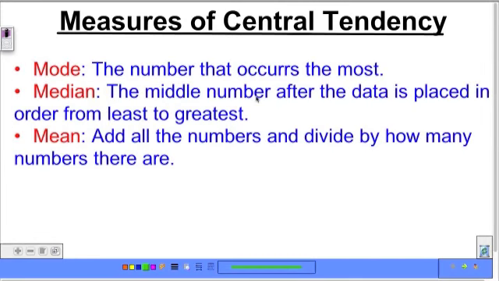Hey, today's video lesson is on measures of central tendency. Measures of central tendency is just a fancy way of saying, hey, we need to find the middle of our data. So three ways we find the middle of our data is by using the mode, the median, and the mean. So we're going to take a look at each one of these as examples.